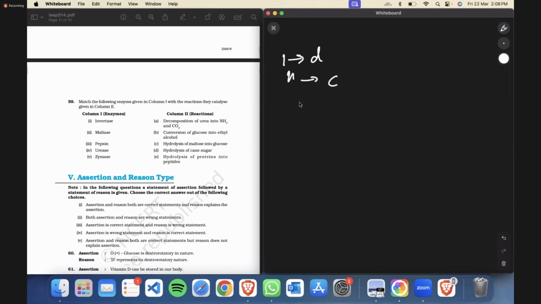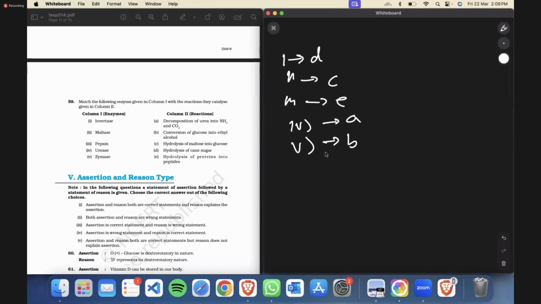C. Number third is pepsin. Pepsin is hydrolysis of protein into peptides. Number fourth, urease, decomposition of urea into ammonia and carbon dioxide. Number fifth, only B is left, so zymase, conversion of glucose into ethyl alcohol.